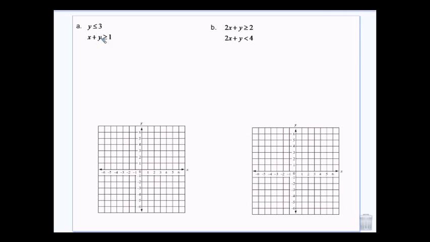Okay, y is less than or equal to 3. I'm going to do that one in red. So I'm coming up to 3, and since it's a y, there's no slope, so it goes straight across. It's this line right here. And less than that is going to be anything below 3. If I plug in 0, I get 0 is less than 3, which is true. So I'm going to shade this part red.